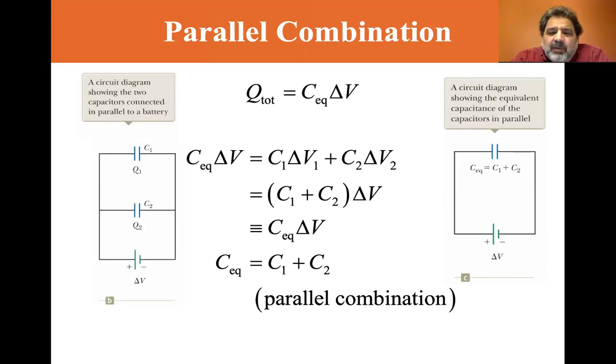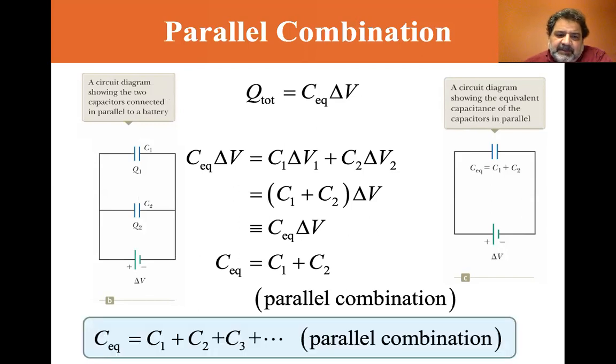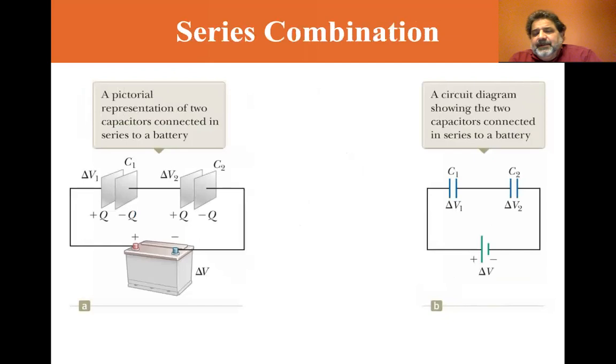What does all of that say? When you have a parallel combination of capacitors, you simply add the values of the capacitors. When you have capacitors in parallel, to get the equivalent capacitance, you add the capacitance of each value. Okay, now, if you have multiple capacitors and they're all in parallel, then you just simply add them all. C1 plus C2 plus C3 plus so on equals the C equivalent.